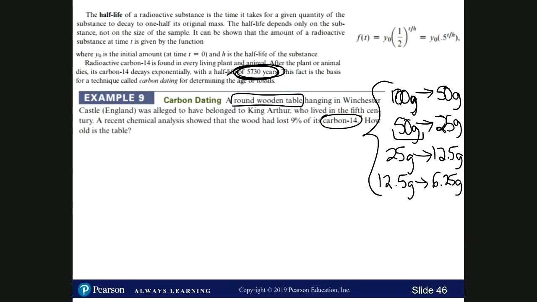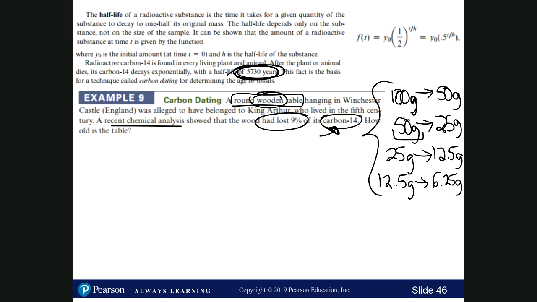When this table was found, they did not know if it could possibly be a table that belonged to King Arthur. What they knew, based on chemical analysis, was the amount of carbon-14 compared to a table of the same material, which I'm assuming is wood. Oh, actually, it says here, wooden table.